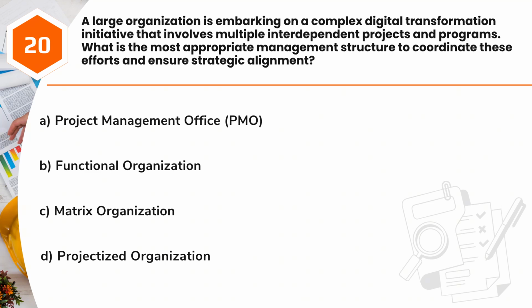Question 20. A large organization is embarking on a complex digital transformation initiative that involves multiple interdependent projects and programs. What is the most appropriate management structure to coordinate these efforts and ensure strategic alignment? A. Project Management Office, PMO. B. Functional Organization. C. Matrix Organization. D. Projectized Organization.